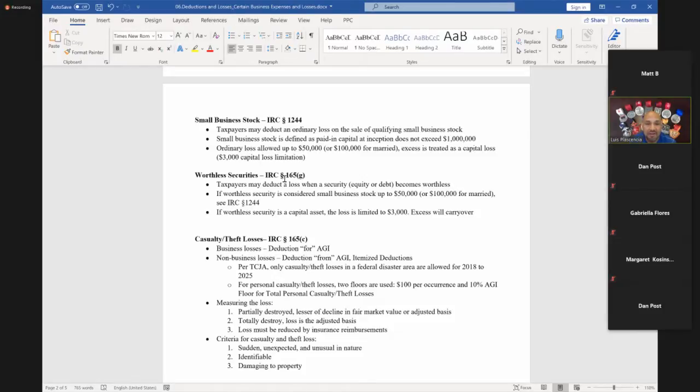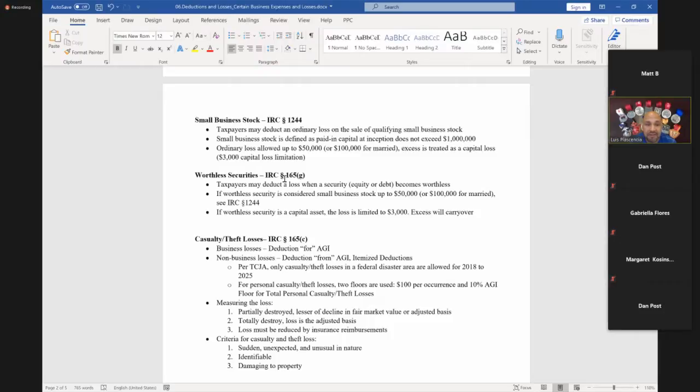Let's go over the first rule. The first rule does relate to some worthless securities, but it actually relates more to when you sell a stock that is actually worth less than what you put in. And this is how it works, the Section 1244 stock. And this is pretty much for small businesses. So taxpayers may deduct an ordinary loss on the sale of qualifying small business stock. Again, either the sale or once it's determined to be worthless.